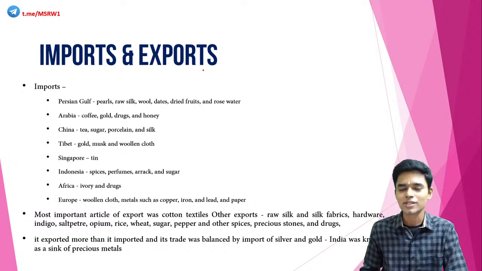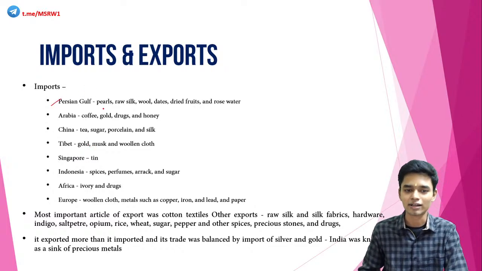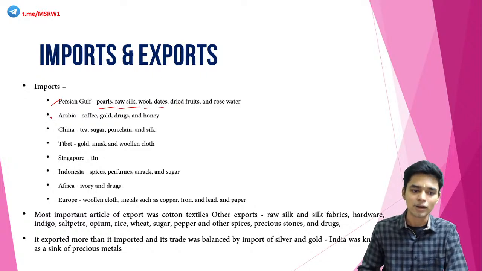So yeah, imports and exports were continuing, and these were the chief imports of India around this time. From the Persian Gulf, India imported pearls, raw silk, wool, dates, etc. From Arabia, coffee, gold, and so on. China, tea, sugar, porcelain. Tibet, Singapore, Indonesia, Africa, ivory and drugs. From Europe, woolen clothes, etc.